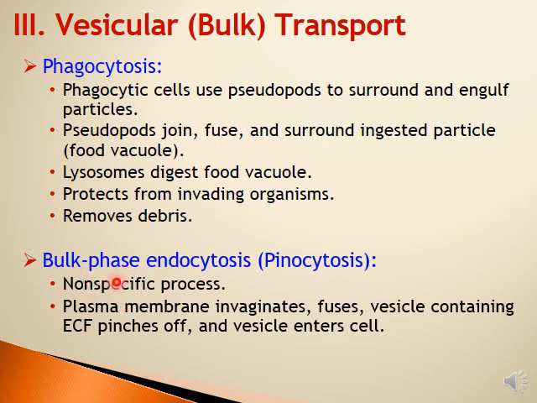There's something called bulk phase endocytosis or pinocytosis, which is drinking by the cell. This is a non-specific process because it doesn't involve any receptors. The plasma membrane invaginates, fuses, and the vesicle containing extracellular fluid pinches off, and the vesicle enters the cell.